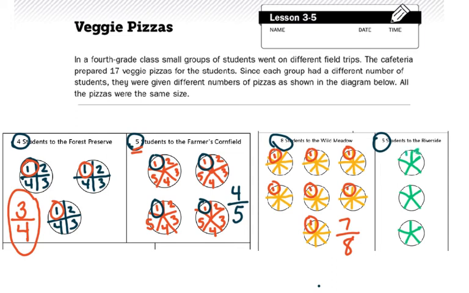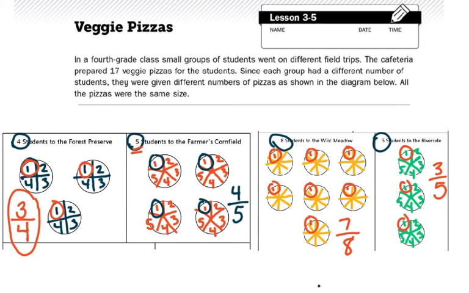So 1, 2, 3, 4, 5 kids. 1, 2, 3, 4, 5 students. So student number 1 gets 1, 2, 3 slices, and each pizza's in 5 equal parts.